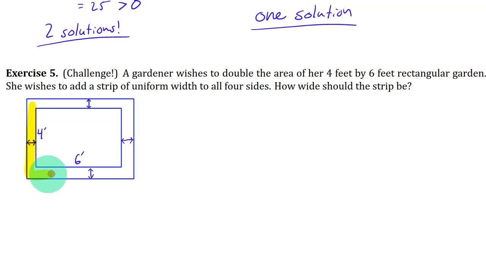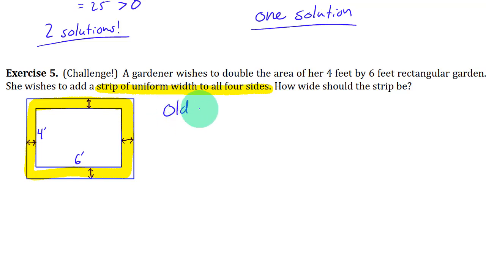And that right there is your strip of uniform width. And so the question is, how wide should the strip be so that the total area is twice as much as it was before? So the way I drew it, it looks like it's probably not quite big enough because it doesn't look like it has twice as much area. So let's figure out a few things first.